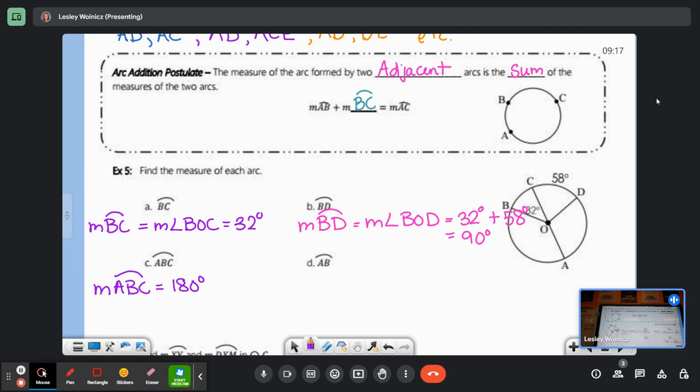Okay, so what about arc AB? So we do 180 minus the 32, because those two arcs make it. Okay, perfect. I'm convinced. So what is 180 minus 32? 148.